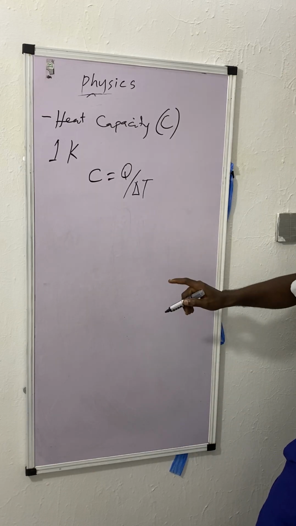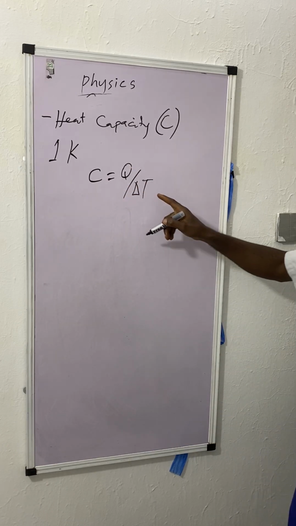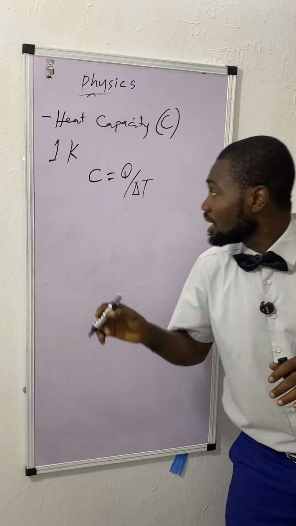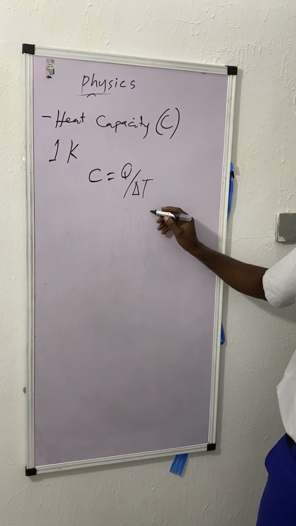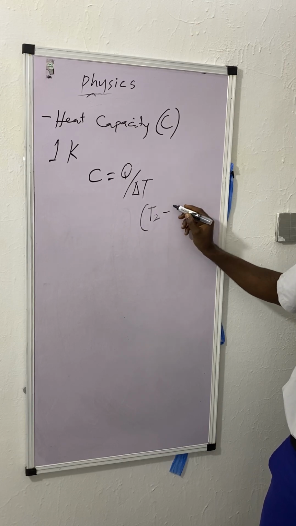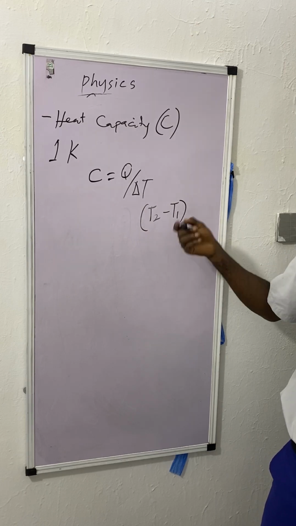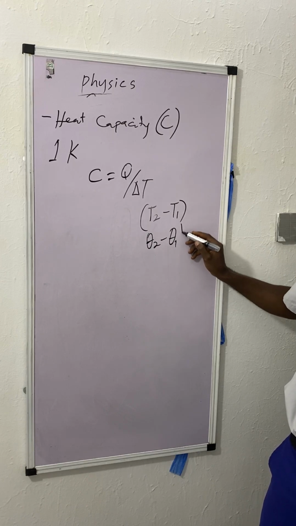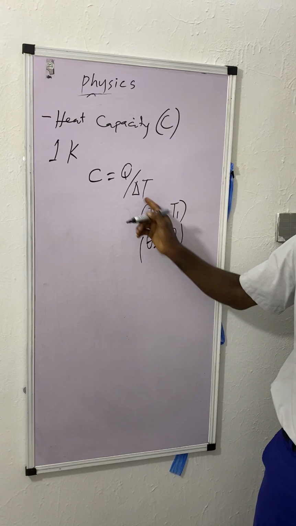Change in temperature, right? Here Q is equal to quantity of heat, ΔT is equal to change in temperature, C is equal to heat capacity. That is the formula. And change in temperature is temperature 2 minus temperature 1. That's the change in temperature. Or it can be given as theta 2 minus theta 1. They are all temperature. So this is how you get the change in temperature.